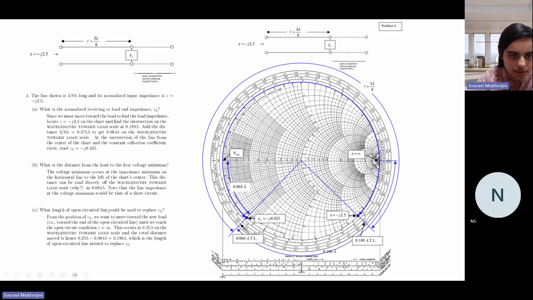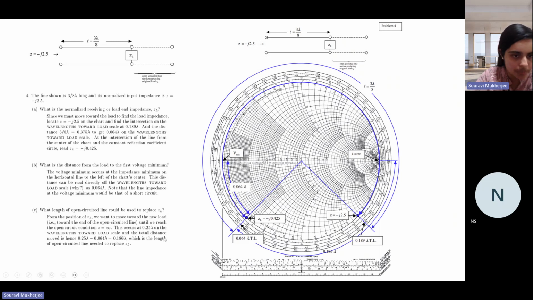Okay. So from the position of ZL, we want to move towards a new load. And the new load is the open circuit line. So what is the open circuit line? That is the Z equal to infinity point, right? So until we reach the open circuit line, we want to know that distance. So if you take that difference, what you see is this occurs at 0.25 lambda on the wavelength towards load scale.